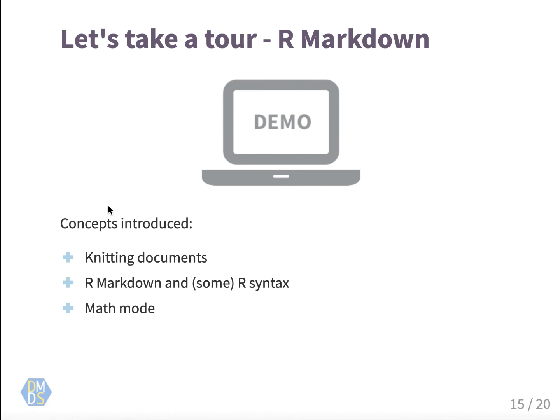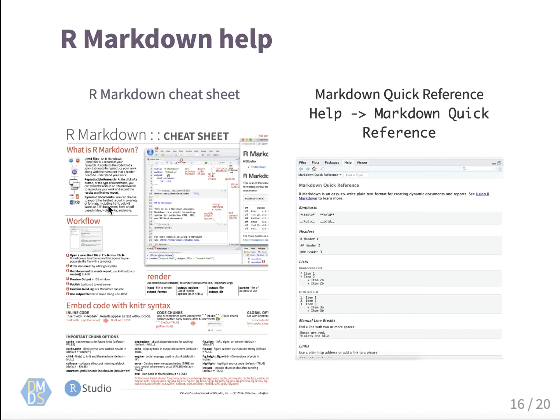So we've gone over knitting documents, R Markdown, and some R syntax and math mode. Where can you get some help? The R Markdown cheat sheet is great. This is a really nice way to access all the different pieces that we went through and even more. You can get to this from R by clicking Help and then Markdown Quick Reference, and that will give you a lot of the details that I went through as well.